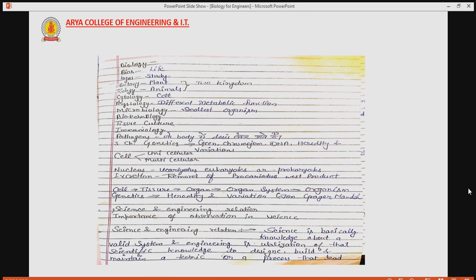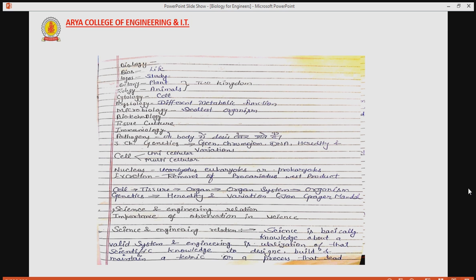Here I would like to give some brief definition of biology and some other examples. Biology is made up of two words, bio and logos. Bio means life and logos means study, meaning it is a branch of science in which we study about life. As we all know, the cell is the structural and functional unit of life. All living organisms are made up of cells, then tissue, then organ system, then an organism.